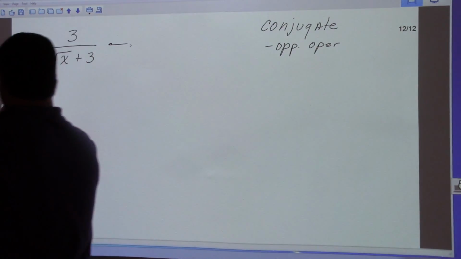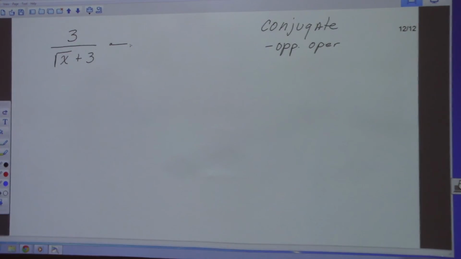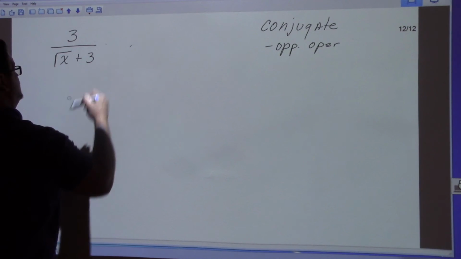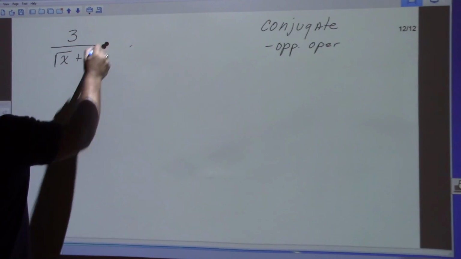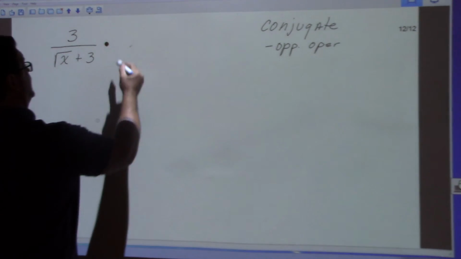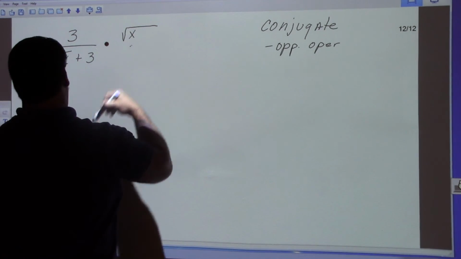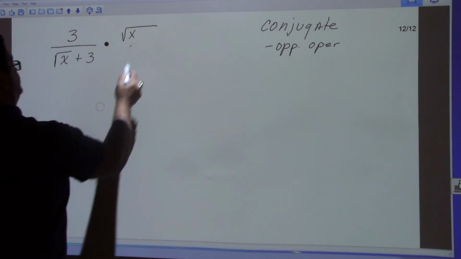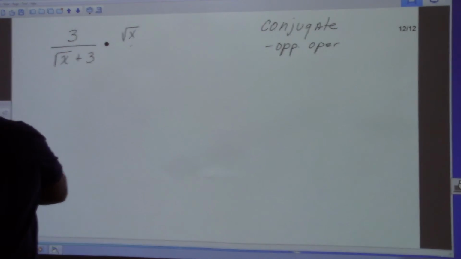So multiply by the conjugate of the square root of x plus 3. That will be the square root of x minus 3. If I could learn how to write.